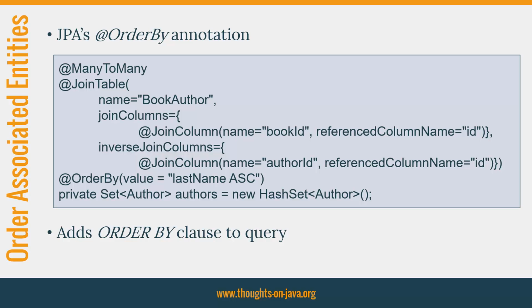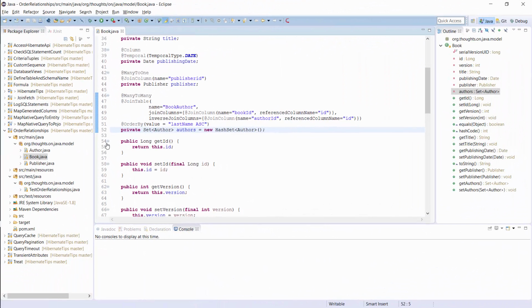Let's get into the IDE and have a more detailed look at it. Here you can see the same annotations as I showed you on the slide. The book entity has a many-to-many association with the authors who have written it. The association is mapped by the book author join table. I want to retrieve the authors in the alphabetical order of their last names. I therefore add the OrderBy annotation and tell Hibernate to fetch the authors in the ascending order of their last name attribute. Like in a JPQL or SQL query, I could also provide a comma-separated list of properties.